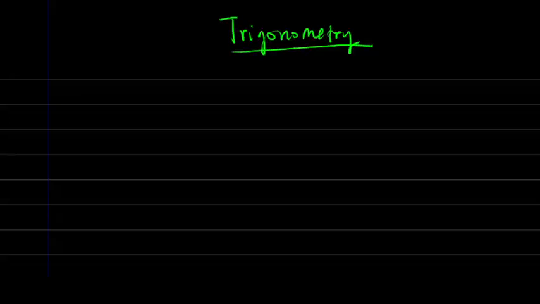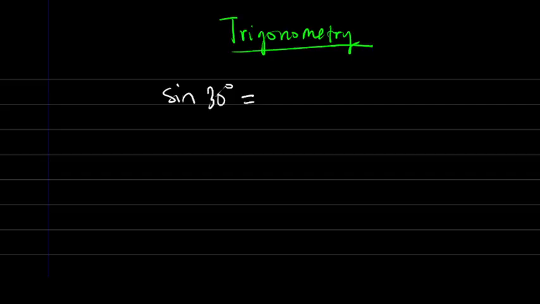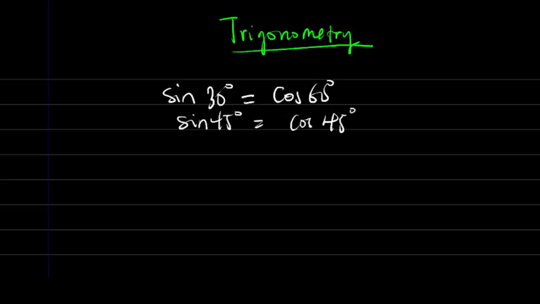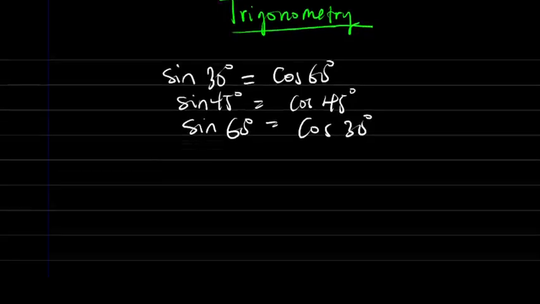At the end of this video, you should be able to know the reason why sine 30 degree is equal to cos 60 degree, or the reason why sine 45 degree is equal to cos 45 degree without cramming, and also sine 60 degree, how is it cos 30 degree. Let us start by explaining the concept.